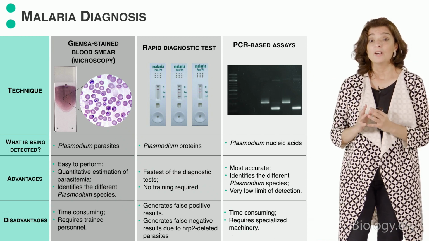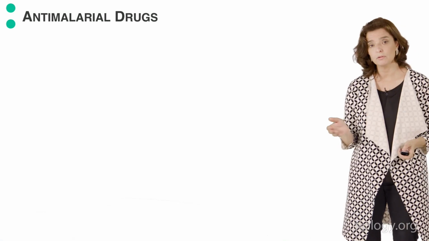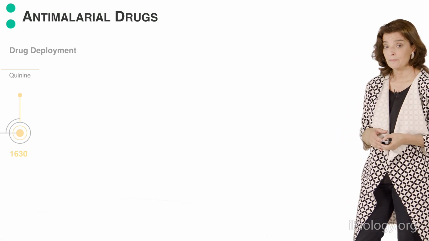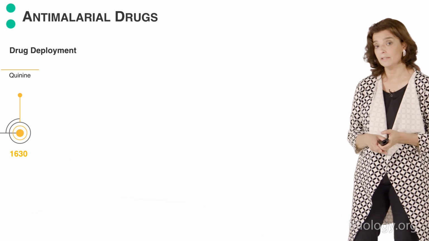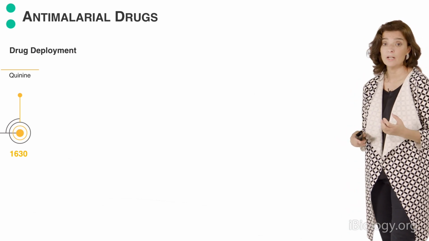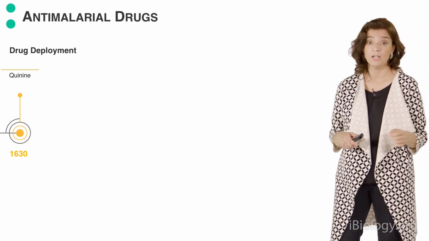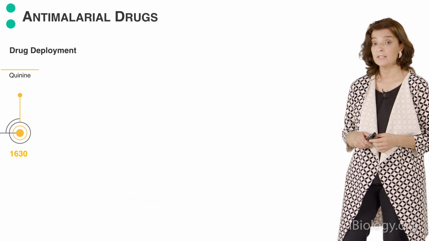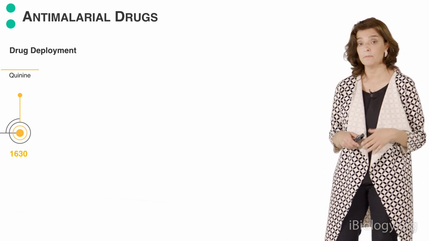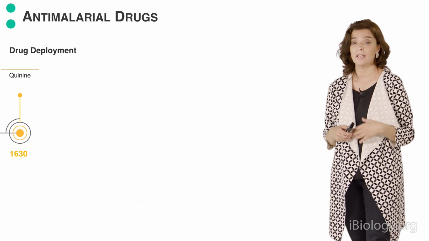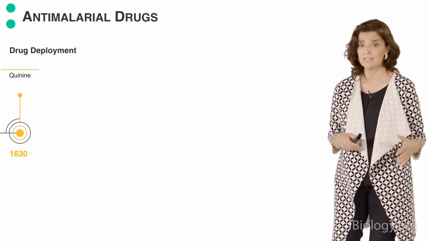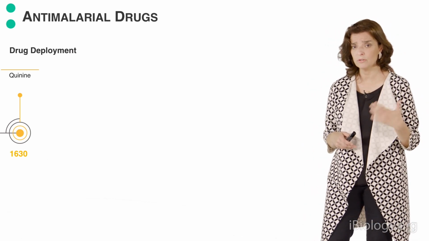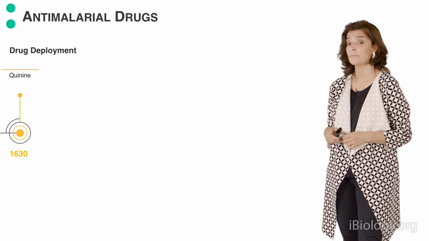Okay? So what about drugs? Let me go through a little bit of history of this. The first anti-malarial drug, in fact, was quinine, from the bark of a tree in South America, and basically it was brought to Europe by the Jesuits and was extremely efficacious. There is some resistance, but in fact it is sometimes still used to treat malaria cases.